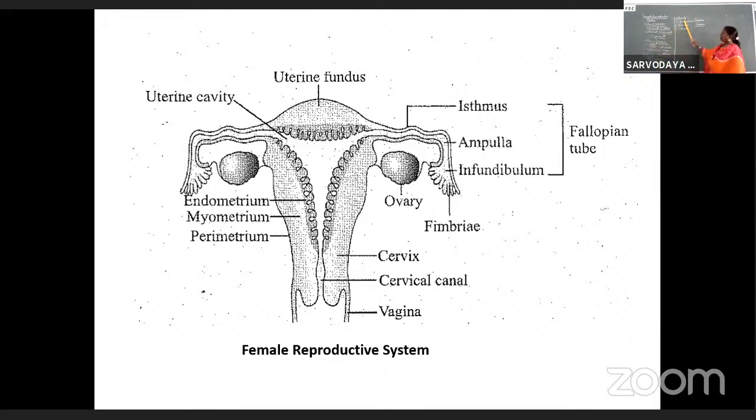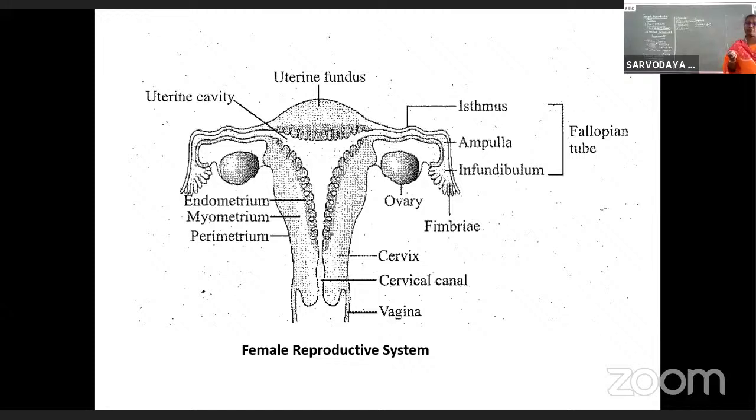The oviduct is divided into how many parts? It's divided into 3 parts. What is the first part? Infundibulum. What is the second part? Ampulla. What is the third part? Isthmus. The first part, infundibulum, ends in a finger-like projection which is called the fimbriae. Now here, this can be asked as a 1-mark question. What is that 1-mark question? What is the function of fimbriae?